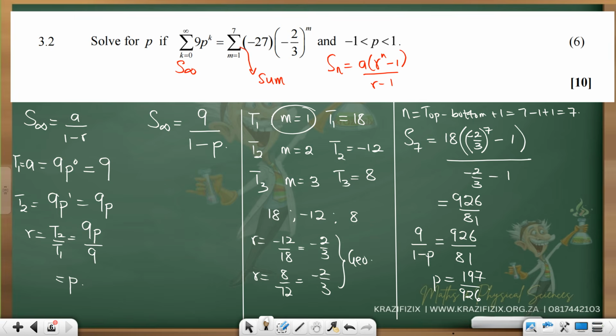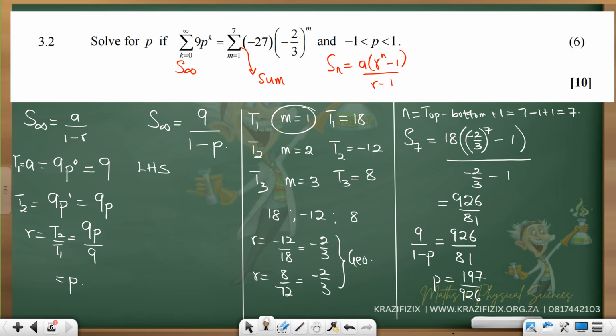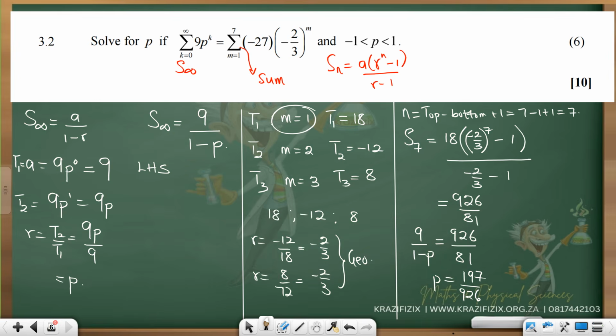Yes, Michelle, talk to me quickly. So how did you get 9 over 1 minus p? Sum to infinity, the left hand side. I just substituted in. Remember, this is now my left hand side, which is sum to infinity, and this other part is my what? Right. The issue is sometimes you do it all in one step and then you get confused. Let's break it down. Left hand side and right hand side. Are we together now?